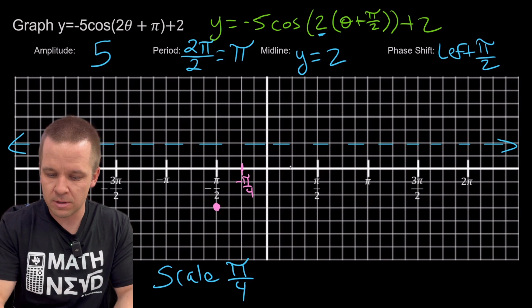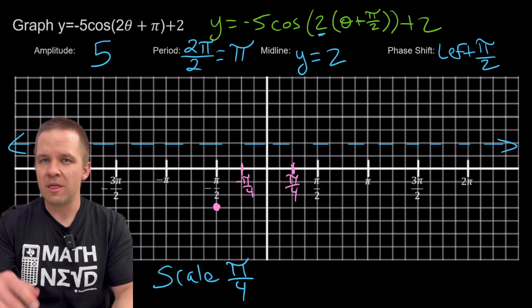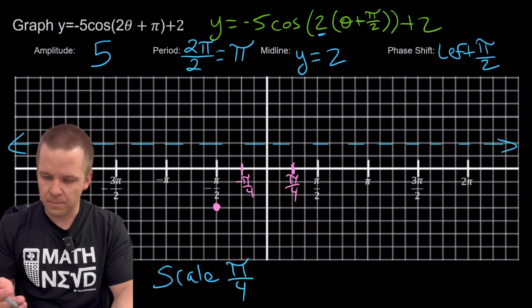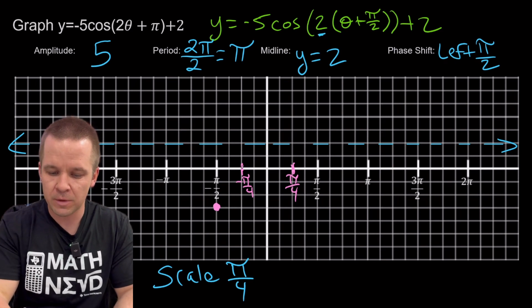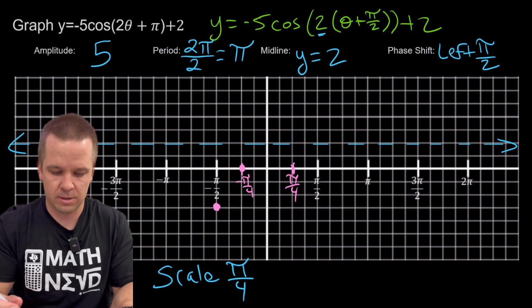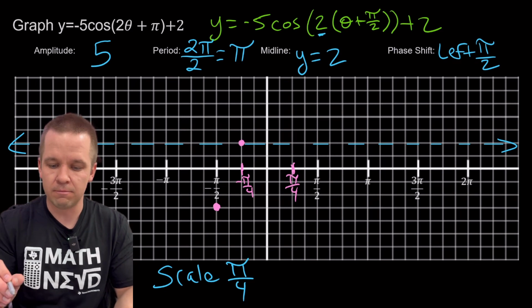Then we have 0. Then we have pi over 4, pi over 4 right here. And then we'd have pi over 2, and then we'd have 3 pi over 4, 3 pi over 2, so on and so forth. But I think we can get everything we need right in this little range here. So then I'm at the midline.